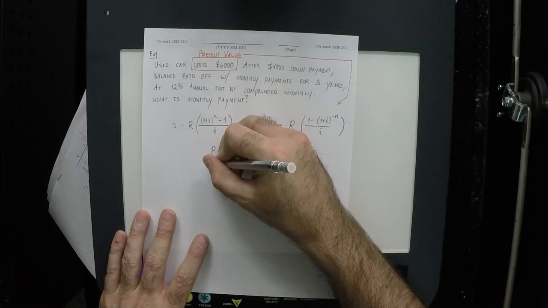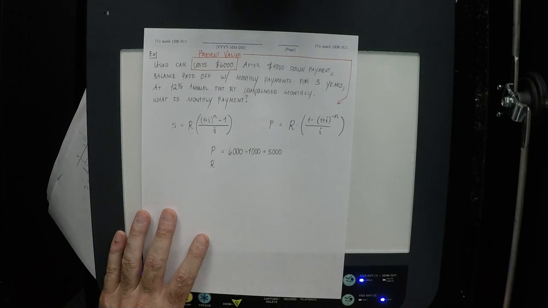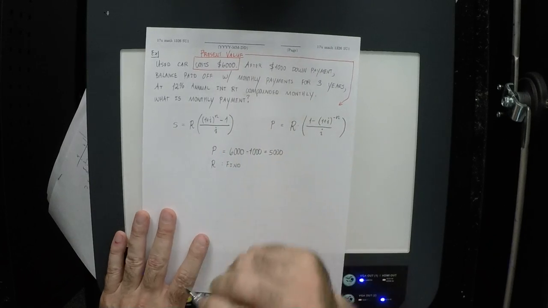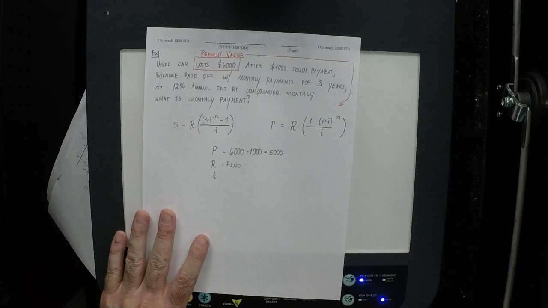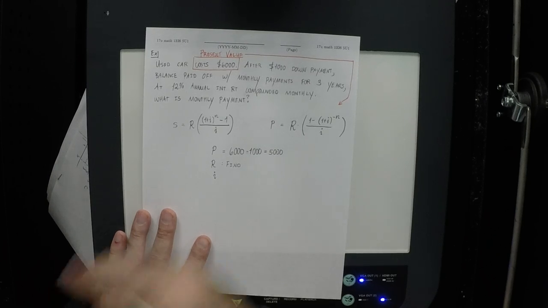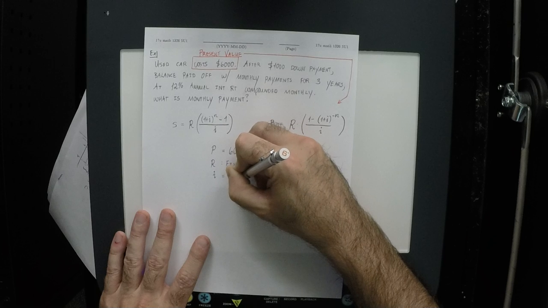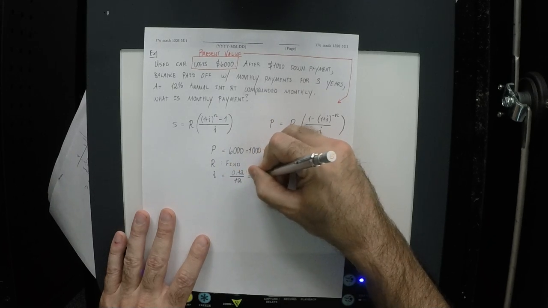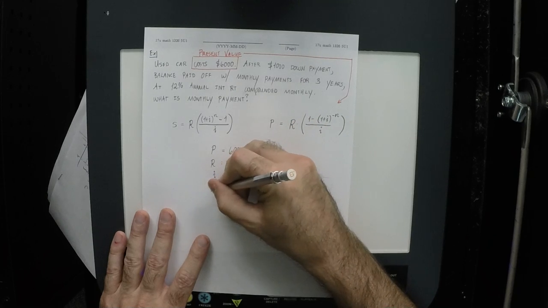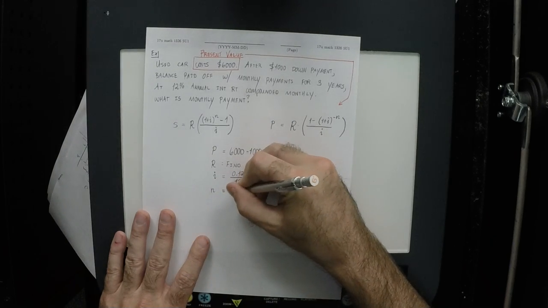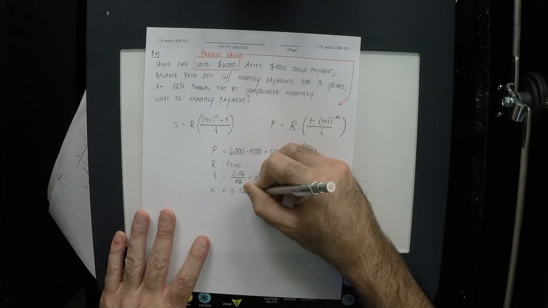Okay, how about R? Do we know this or do we find this? We find it. Okay, i. One percent, because it will be 12% annual, but then divided by 12 because the action occurs monthly, so that's 1%. And then N, what is N? 36, because it's 3 years multiplied by 12 months per year, which is 36.